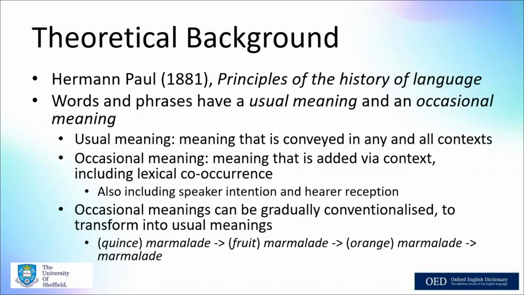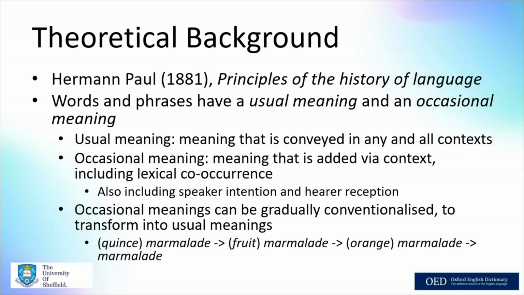When Paul talks about usual meaning, he's talking about a meaning that is conveyed in any and all contexts by a particular word. When he talks about occasional meaning, he's talking about meaning that is added via context. That can include lexical co-occurrence. So again, if we go back to the idea that the word car has a meaning that is conveyed in any and all contexts, as soon as we start to say a foreign car or a domestic car or an electric car or a petrol car and so on, then we are adding meaning. Even further, we could say a toy car or a wooden car and so on, and we'd be coming up with an occasional meaning for these sorts of cars.